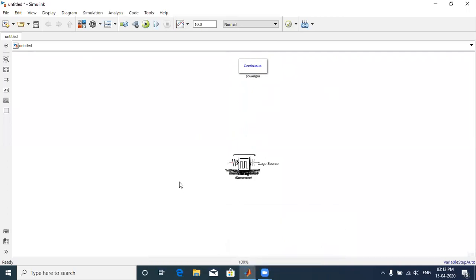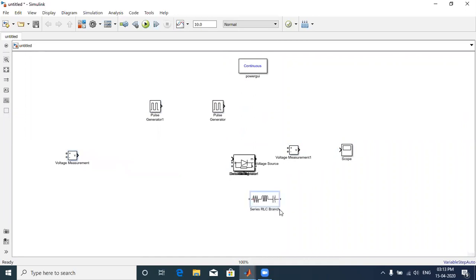So let us start. We have all the components with us. Now we will connect them. This is a scope which will go at the output side, one voltmeter at the output side, one voltmeter at the input side. This is our load.